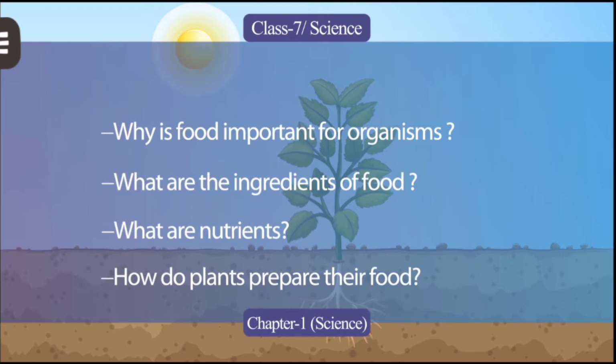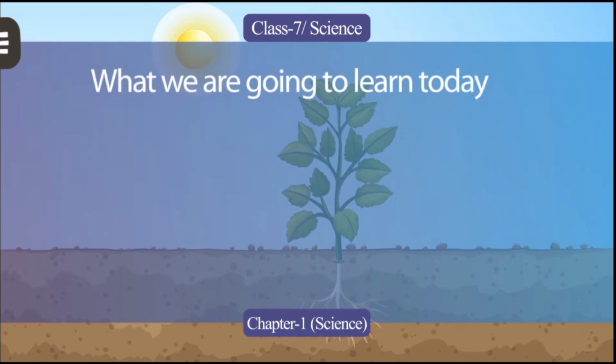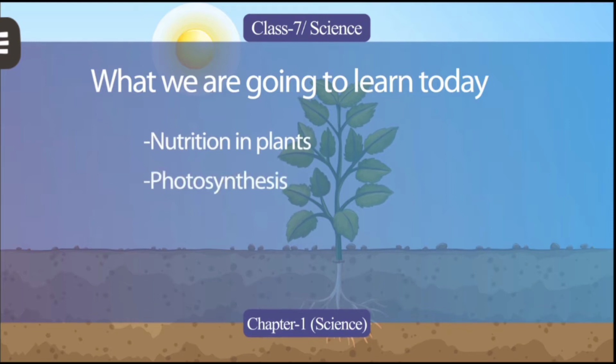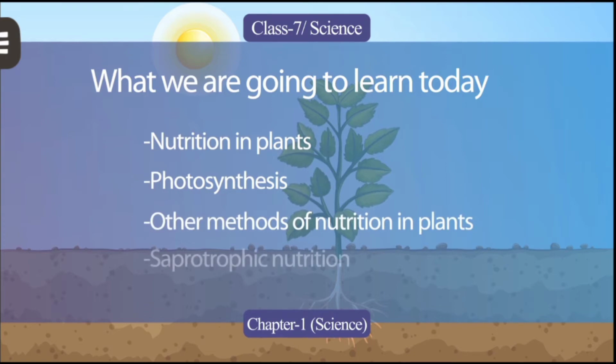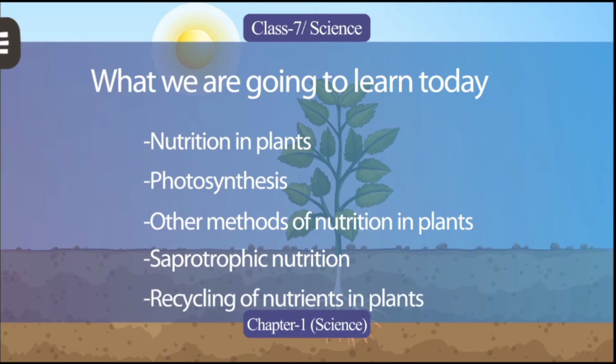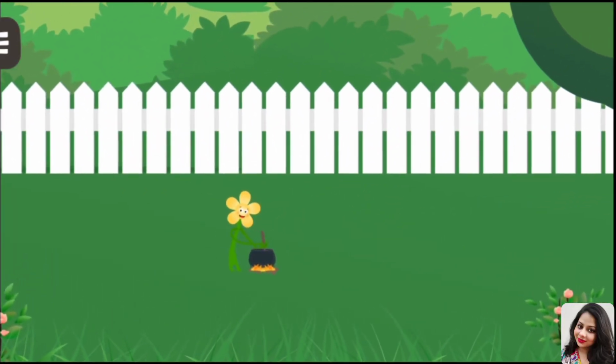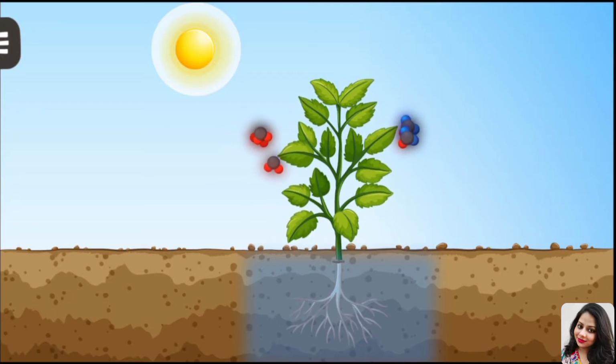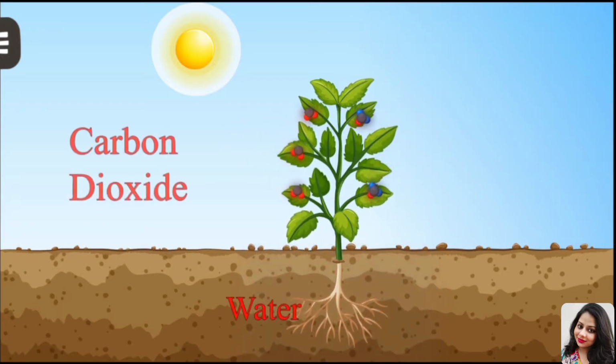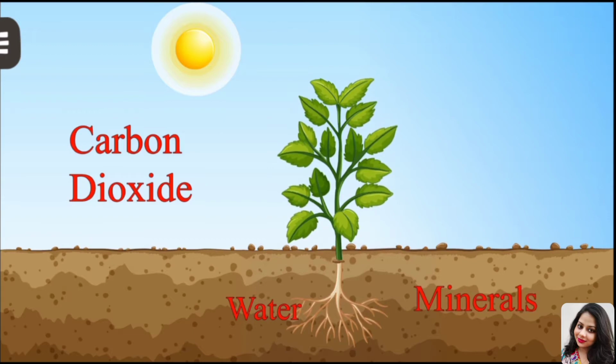Now, we will see what we are going to learn today. Nutrition in plants, photosynthesis, other methods of nutrition in plants, saprotrophic nutrition, recycling of nutrients in plants. First of all, we will study about method of nutrition in plants. Plants are the only organisms which can prepare their food with water, carbon dioxide and minerals.